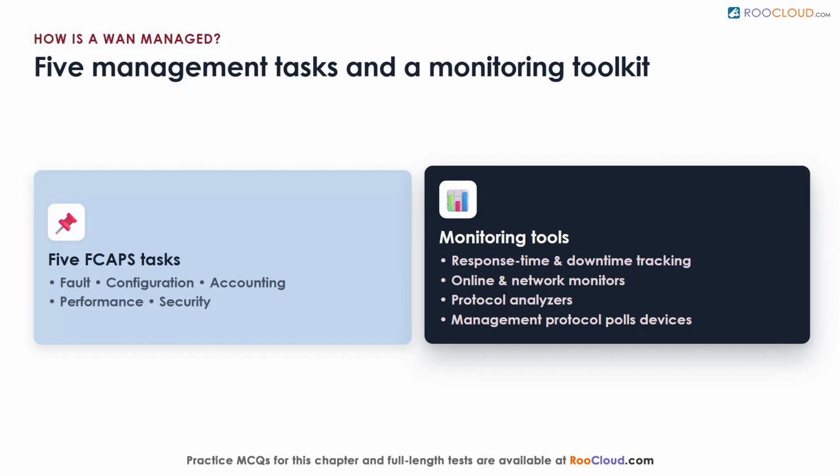A set of tools supports all this. Response time reports show how quickly the system answers a user. Downtime reports track when lines are unavailable. Online monitors check transmissions for accuracy. Network monitors show node status in real time. Protocol analyzers report the traffic flowing on a link. And one management protocol polls every device for its status and statistics.